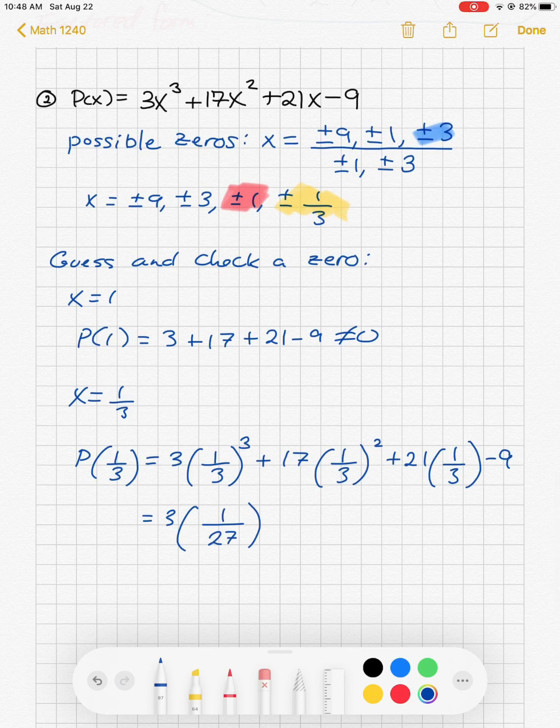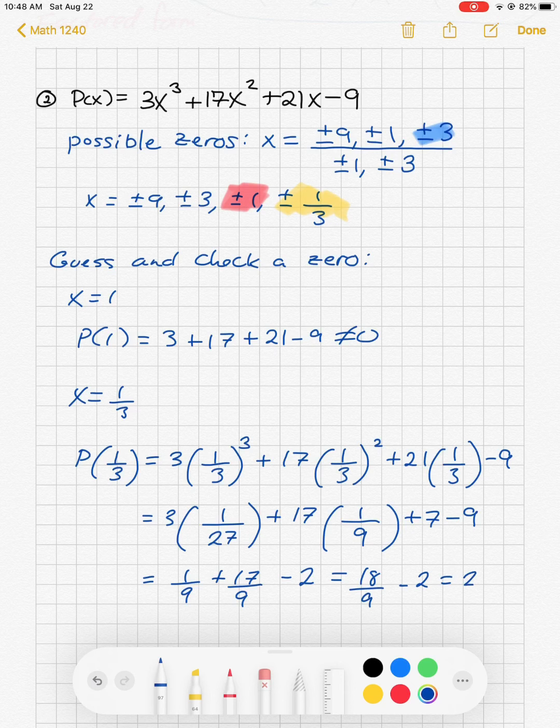It's 27. So what is that, a ninth? 17 ninths? Minus 2? 18? Oh, look at that. 18 ninths minus 2. That's 2 minus 2. That one works. That wasn't terrible then. So let's see. So I have 1 zero.